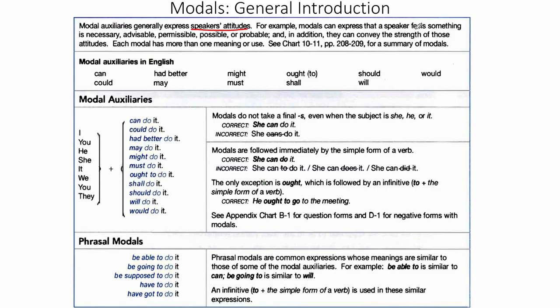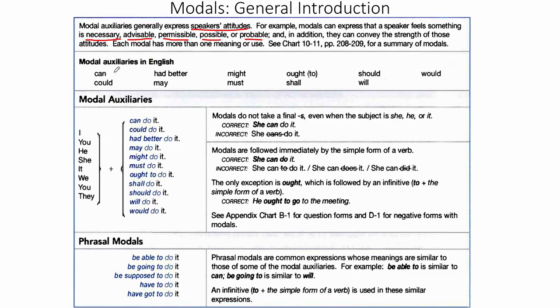And this speaker feels something, for example, is necessary, or feels that something is advisable, feels that something is permissible, feels that something is possible, feels something is probable, etc. These are kinds of speakers' attitudes. They are also referred to as modalities. That's where we have the word modals. Now, in English, there are different types of modals.